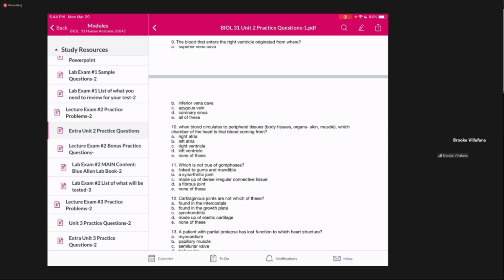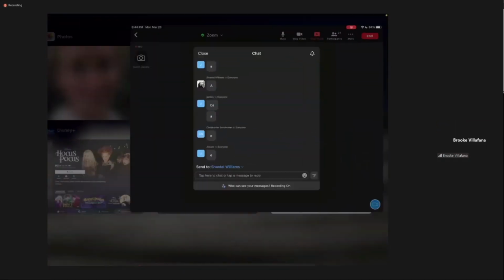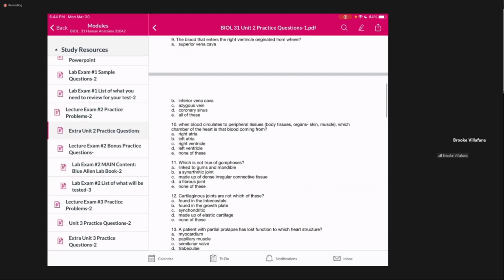All right, question number 9. The blood that enters the right ventricle originated from where? Where does that blood originate from that enters the right ventricle? Good. E, because all of those would be true. We know that the superior vena cava, inferior vena cava, azygous vein, and coronary sinus all bring blood to the right atria. And then we know that the right atria flows blood to the right ventricle. So if that's the case, they must all be bringing the blood into the right ventricle. So we would choose E because all of those are bringing that blood into the right atria, which then trickles down into the right ventricle.